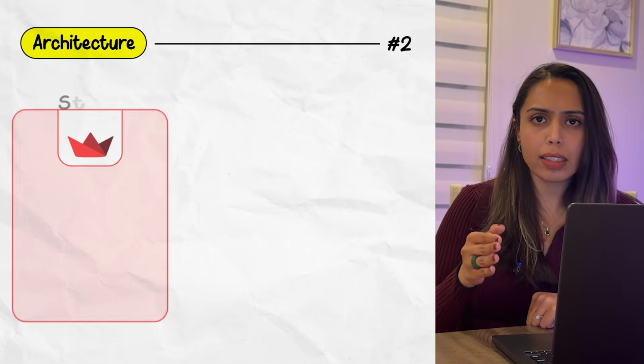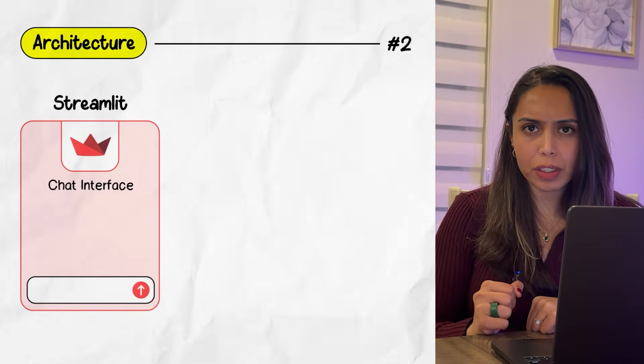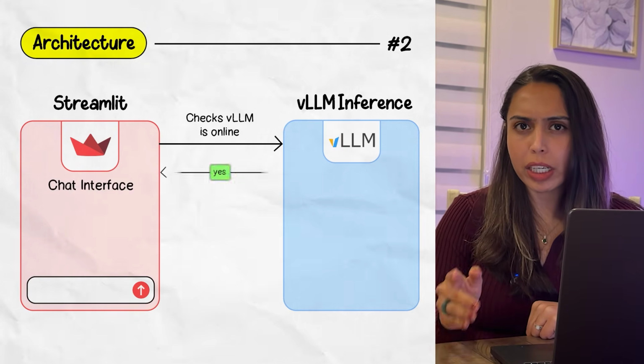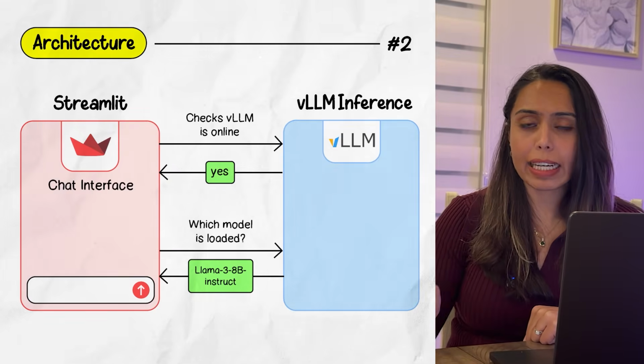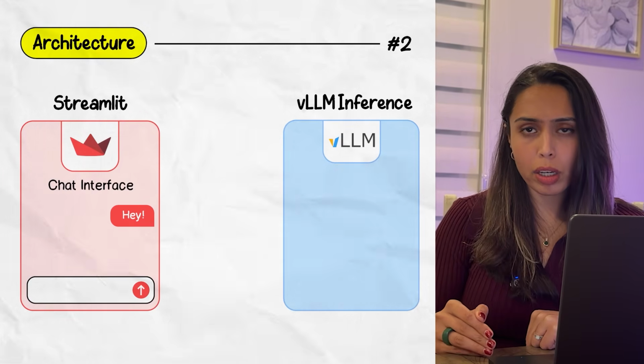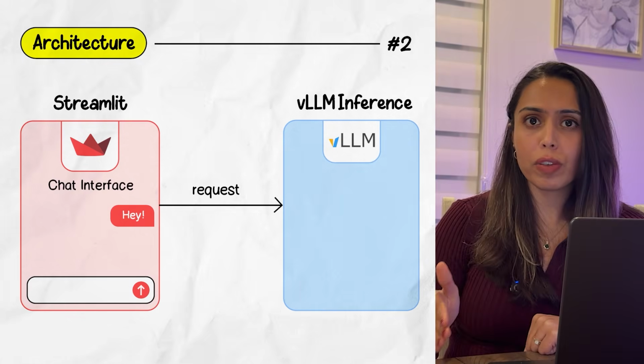Now the second one is our Streamlit app. Since it gives us a chat interface, first it checks if the VLLM endpoint is online. Then it lists the active model. Next, if there is a user prompt, Streamlit will send that prompt to the VLLM API.